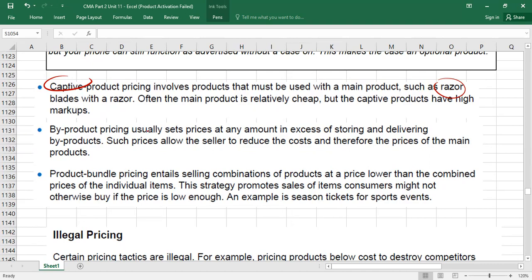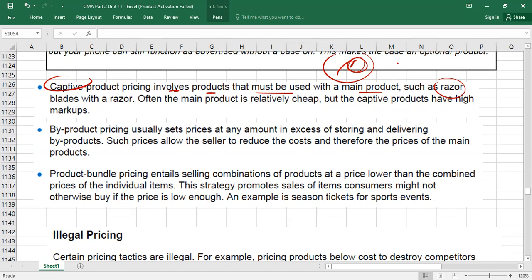They are saying captive product pricing involves a product that must be used with the main product, obviously, like razor handles. Companies are selling blades separately, right? Initially you buy a razor plus one blade attached to the razor, and maybe you pay $2 or $3, but later on you can buy only blades and replace the existing blades. The additional blades you buy later are called the captive product.